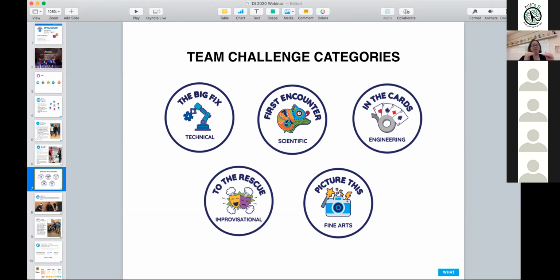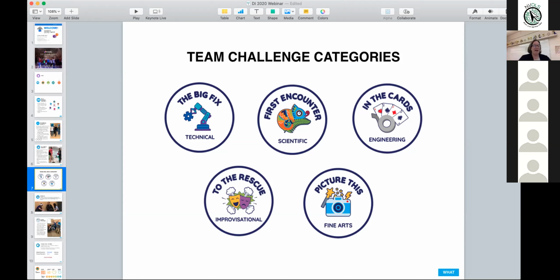So you can see underneath, there's a technical challenge, there's a scientific challenge, there's an engineering challenge, there's an improv challenge, and a fine arts challenge for each of the areas. Then the part above where you see the name of the challenge is the part that changes every year. So this year's technical challenge is called the Big Fix, and they actually have to fix a real problem and create a technical solution to solve that problem.